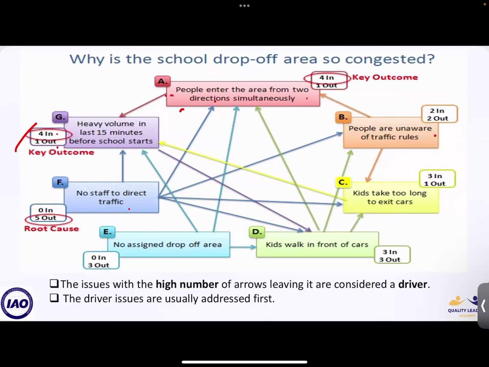All right. We haven't seen many questions about the interrelationship diagram, but we consider it a tool used to identify the root cause. So the root cause is the issue with the highest number of outgoing arrows, meaning it is considered the main driver and the root cause of the problem. Clear?